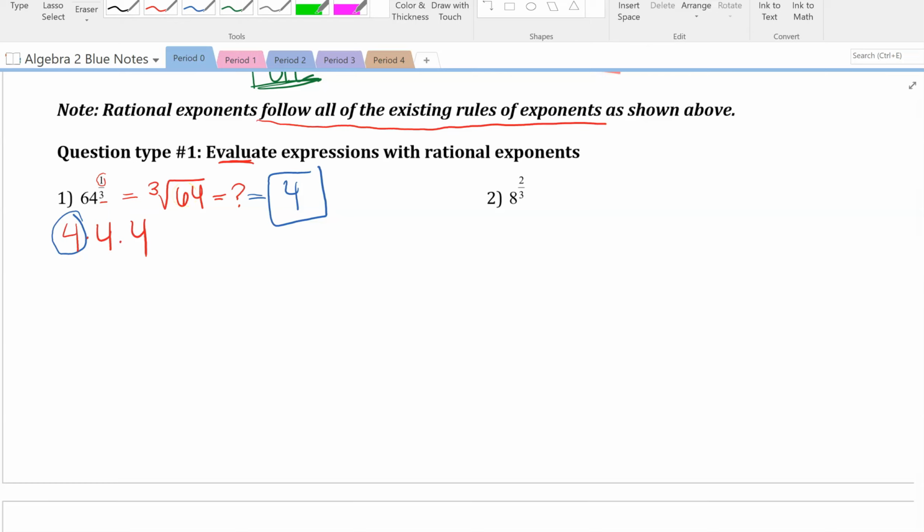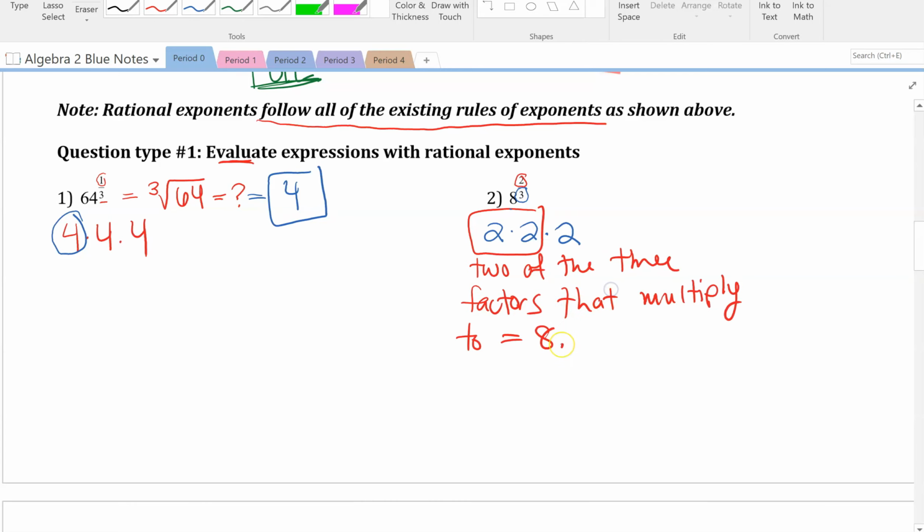In example 2, I've got 8 to the power of 2/3. So first I have to kind of think about what number times itself 3 times is equal to 8. So that would be 2 times 2 times 2. And since the numerator is a 2, then I need 2 of the 3 factors that multiply to equal 8. That's really what that means. And so the answer would be 4, right? 2 times 2 is 4.